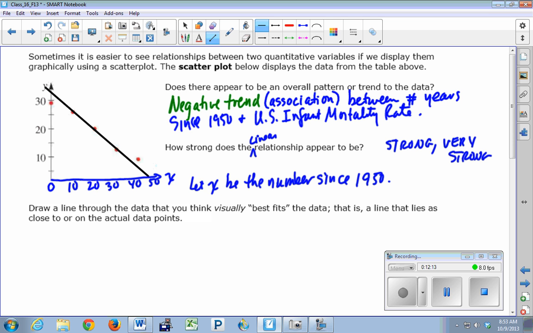Sonia? Okay, so you're actually looking at the line that you drew through your data, and you're seeing, wow, some of the points actually lie right on the line, and the ones that don't, they're not too far off. They're pretty close, right? So that gives you a sense that there's this really strong relationship going on, right?